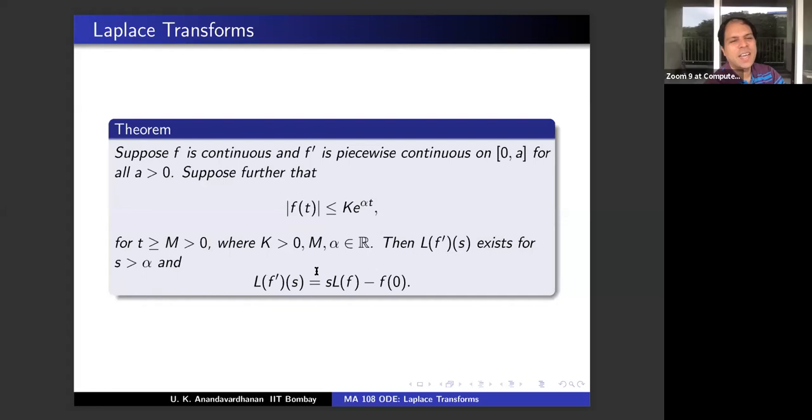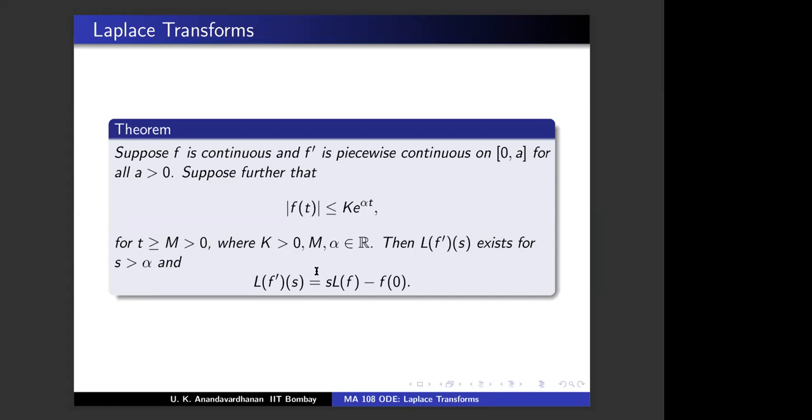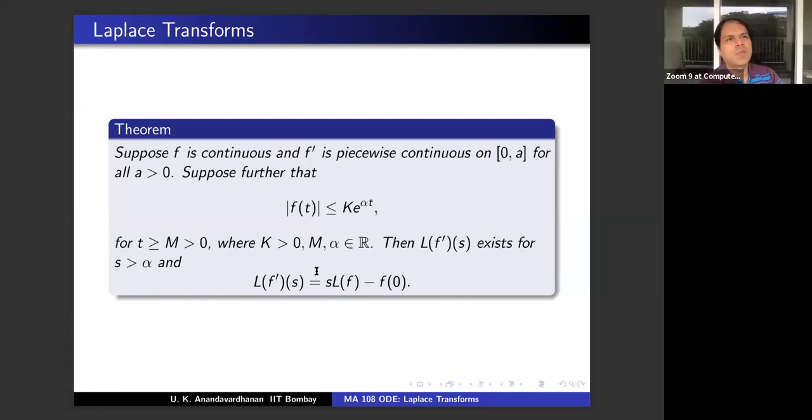Very good, excellent. Sine e power t square, or cos e power t square, whatever, that is of exponential order because it is bounded, right? Sine e power t square is bounded and therefore it is of exponential order. But what is the derivative? Derivative is cos e power t square times e power t square times 2t. And there that e power t square will mess it up. It will not be of exponential order.